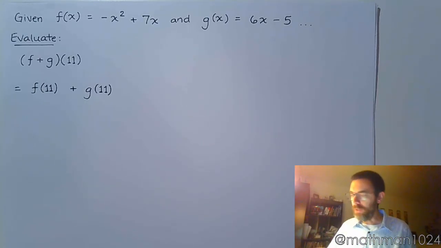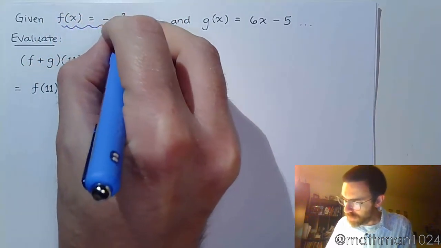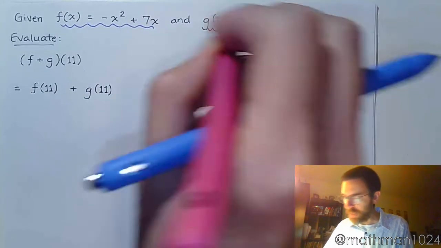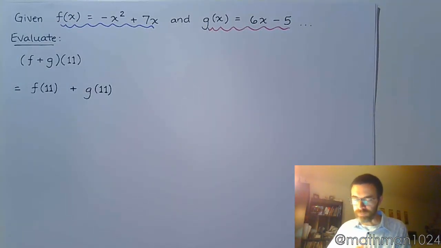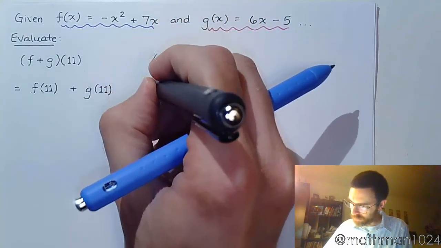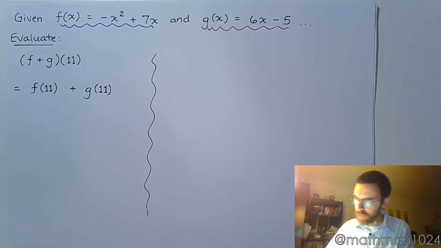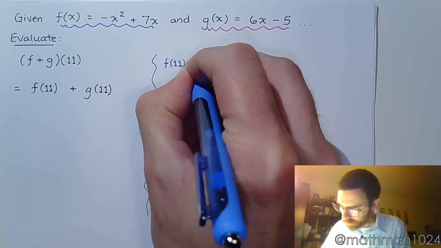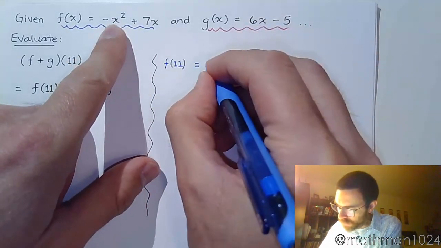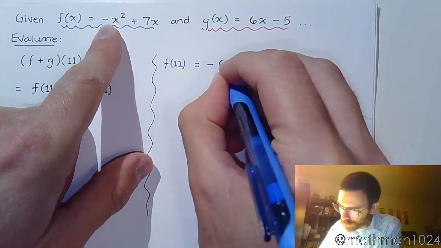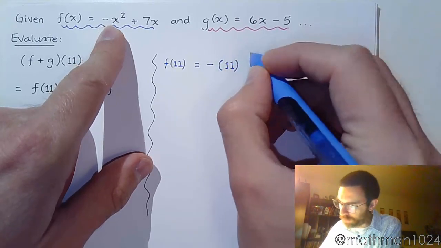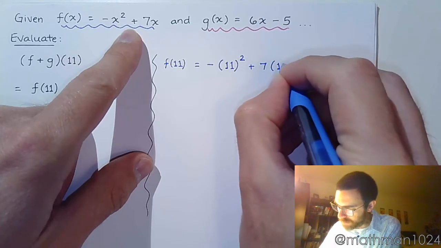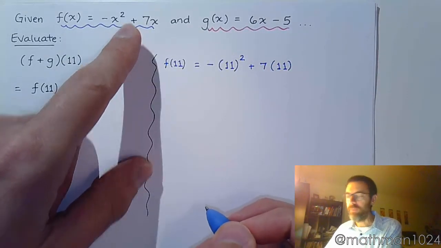So you know me, you know I like to color code things, so I'm going to use this dark blue for f, I'm going to use pink for g, and I'm going to work these guys off to the side. So let me create some space. First I need to find f of 11. Remember, you replace the x with the 11, so the negative is here. Use parentheses whenever you are making your replacements. So negative 11 squared plus 7 times 11.